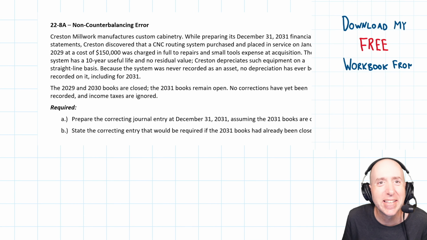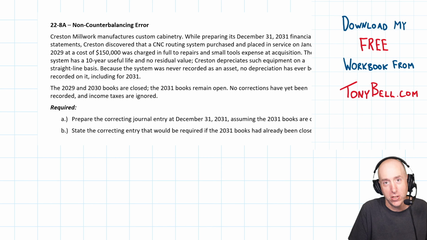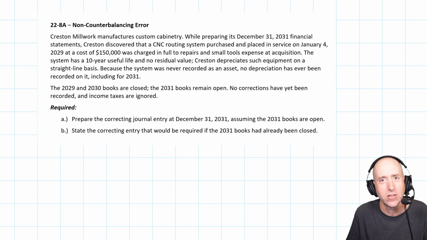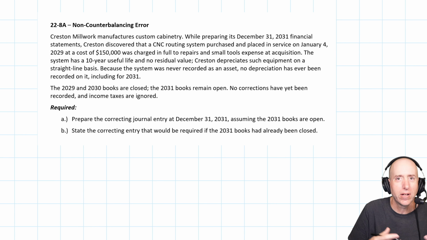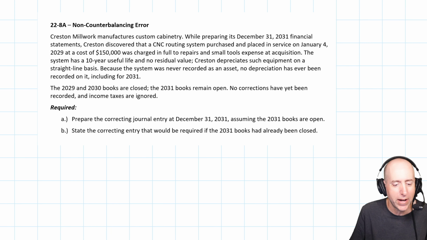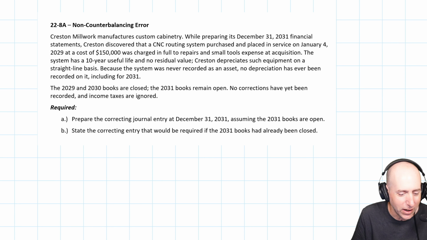Let's jump into problem 22.8. A non-counterbalancing error. This contrasts with counterbalancing errors, which are ones that reverse themselves the next year. So we make an error one year, and by the end of the next year, it has reversed back out and things are on track. We still have to do corrections. Non-counterbalancing errors are ones that don't reverse the next year. We make an error, and it's with us for years to come.